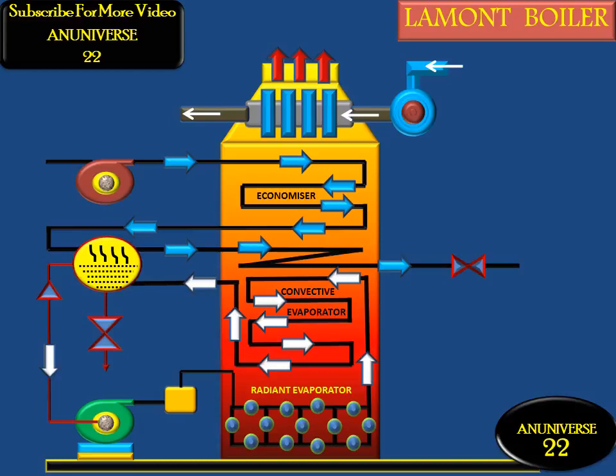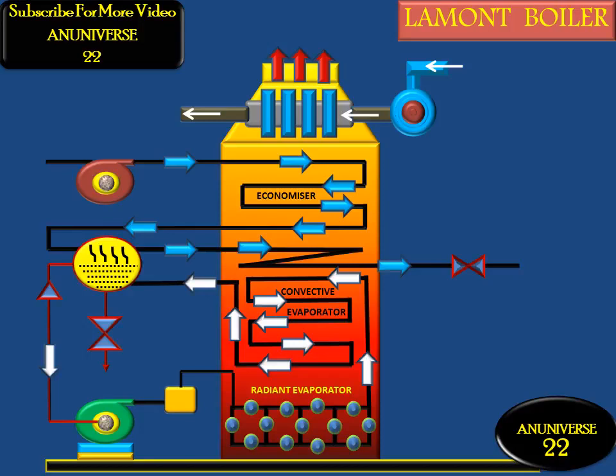Today we will discuss the Lamont boiler. The Lamont boiler is a type of forced circulation high pressure water tube boiler. Walter Douglas Lamont introduced the concept of this forced circulation boiler in the year 1925, and Lamont was a Navy lieutenant commander and an engineer in the US Marine as well as a patriot.